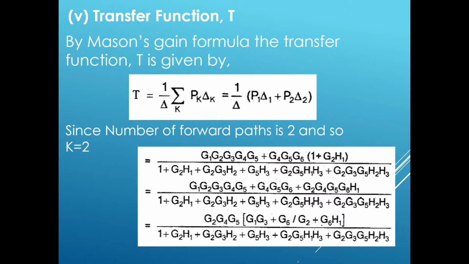Now let us determine the transfer function. Step number 5 is to determine the transfer function. Let us assume the notation for the transfer function is T. According to Mason's gain formula, the transfer function T is given by 1 by delta, sigma k, Pk delta k. So 1 by delta, where k value is 2. So P1 into delta 1 plus P2 into delta 2.